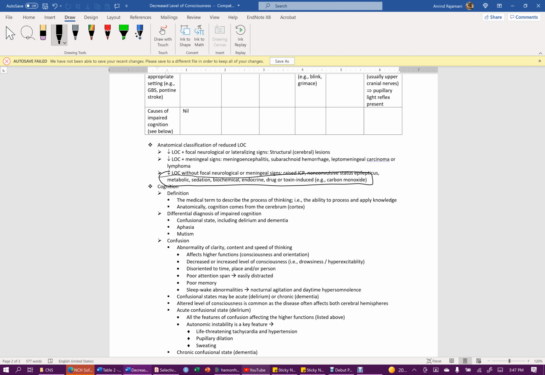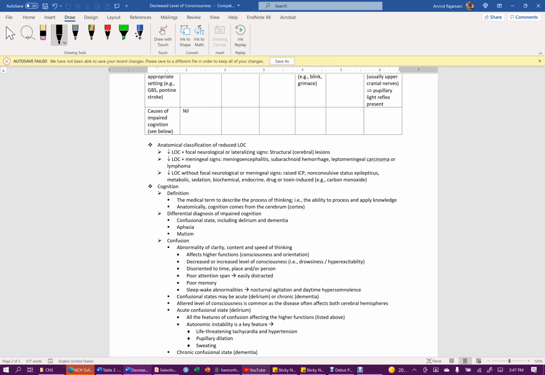You can have metabolic conditions such as severe liver failure or renal failure, then you can have sedation and encephalopathy. Biochemically, you can have again renal failure, or severe hyponatremia or hypernatremia, hypomagnesemia, hypocalcemia, etc. Then endocrine causes: severe Addison's disease, myxedema coma. And then drug and toxin induced, such as carbon monoxide, any of the sedation-inducing drugs, or lots of things.